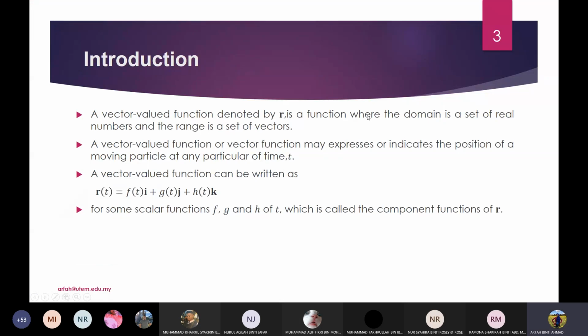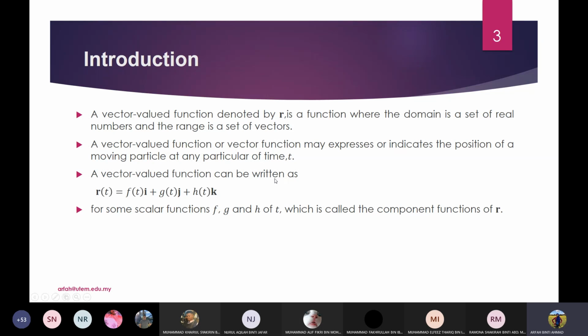Okay. So, a vector value function can be written as R(t), the vector function, equal to f(t) i, g(t) j, and h(t) k. Okay. Where, for some scalar function, f, g, and h of t, that is called the component function of R. So, I, J dan K tu adalah komponen, vector komponen, F, G and H tu function of T, scalar function.